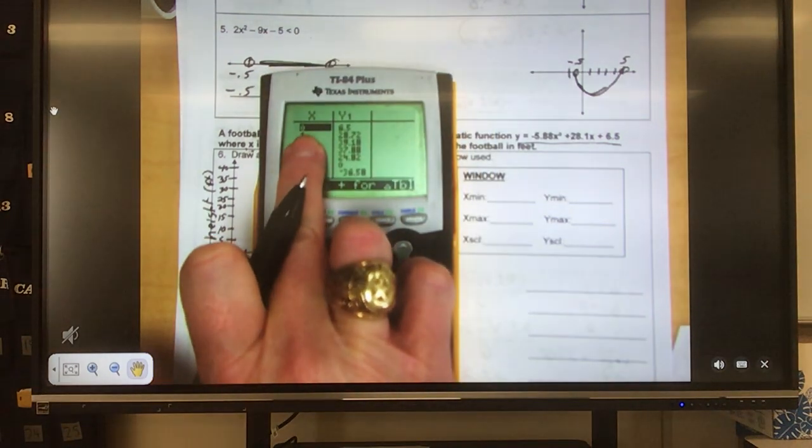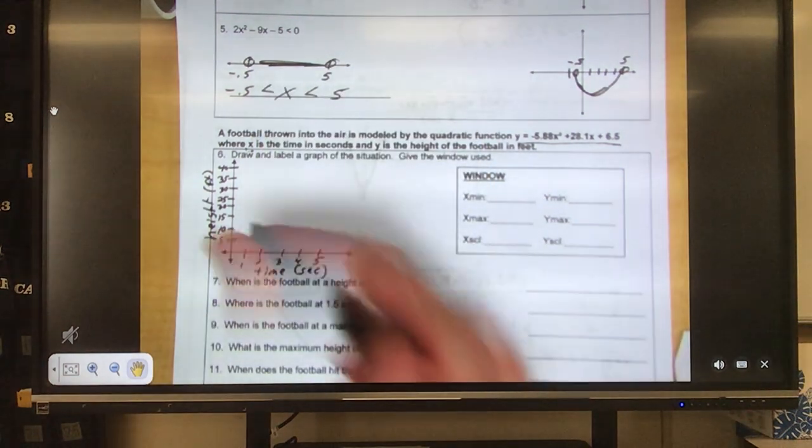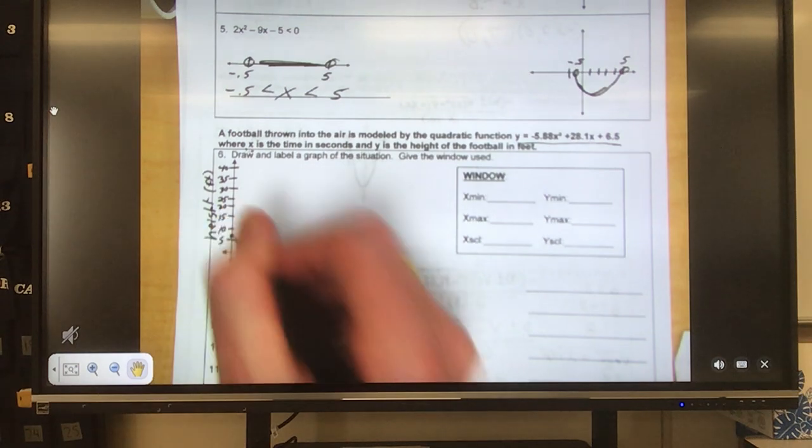Okay? When I first started, no time gone by. How high was the ball? 6.5. 6.5 feet. How could that be? He's that tall. He's holding it up there. Boom. So I put it right there.